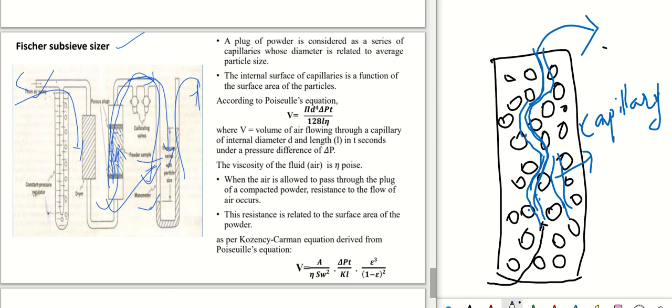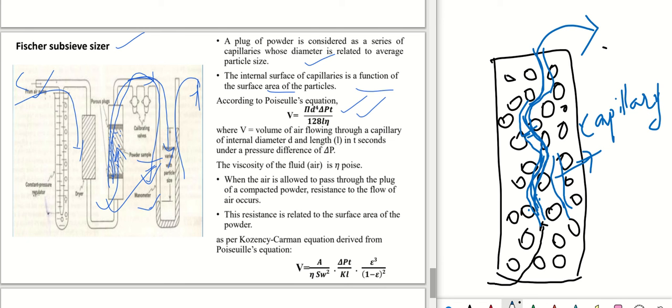A plug of powder is considered as capillaries. Now in this plug of powder, the pathways are considered as capillaries. The surface of the capillary represents the surface area, it is a function of the surface area. Here we need to consider Poiseuille's equation. The flow of a fluid, be it liquid or gas, through a capillary is better explained by Poiseuille's equation.